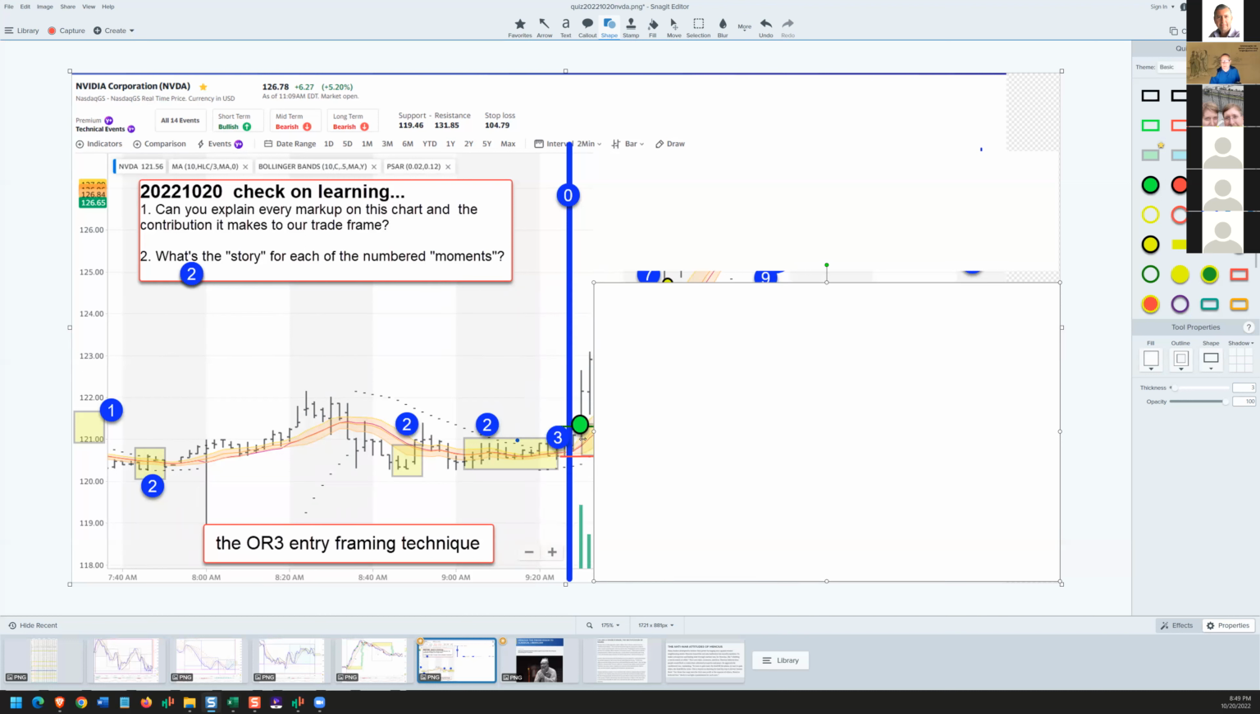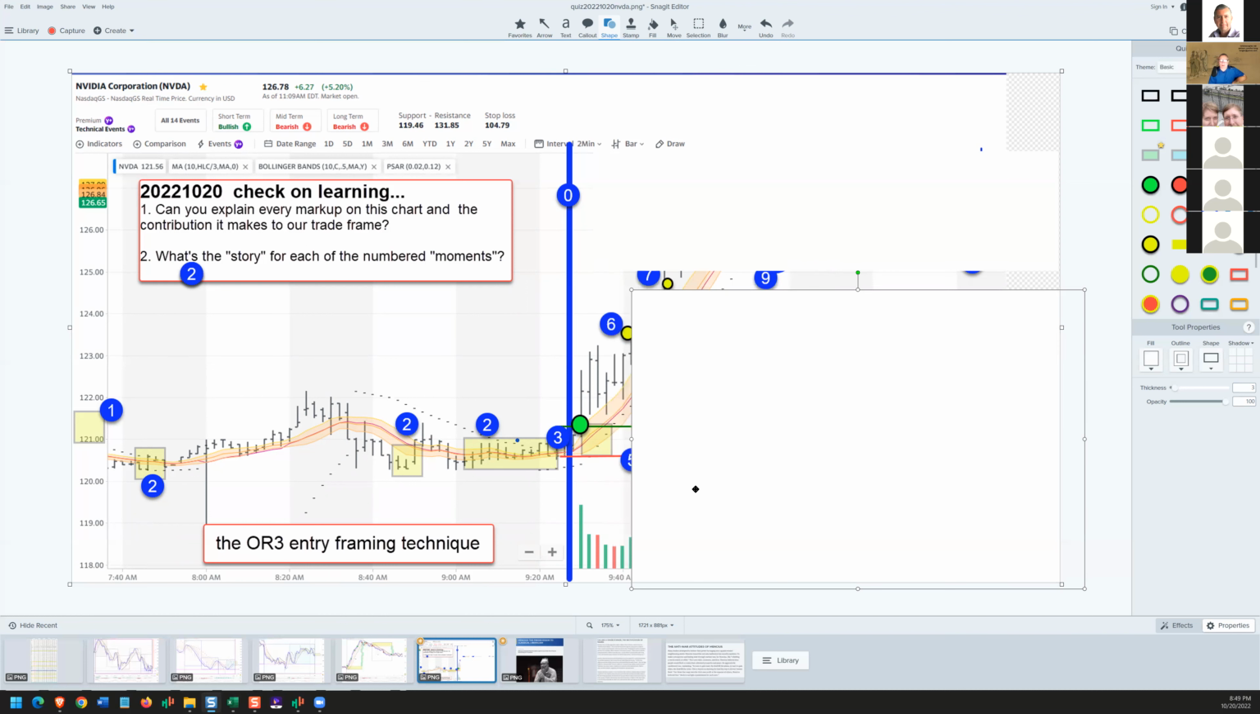Now at 3, we have the OR3 entry framing technique where the market opens. We let the first 3-minute candle print, and then we get a breakout either above or below, and that actually turned out to be just about the MMRB. So we get the long entry on the breakout. At 3 is the entry for the OR3.